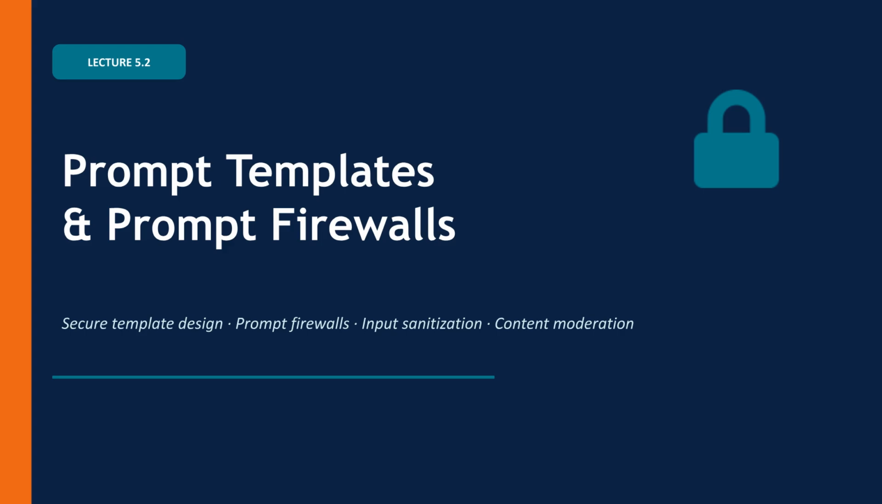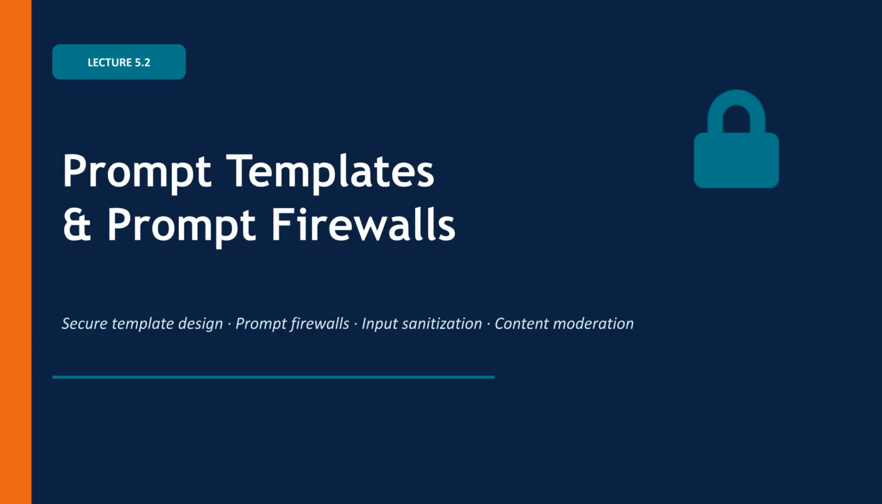In our previous lecture, we established the 5-layer guardrail architecture. Now we are going to dive deep into layer 2, the instruction layer. Prompt templates and prompt firewalls are the two primary controls at this layer, and they sit between the user's input and the model. Prompt templates define how the model should behave through carefully crafted system prompts. Prompt firewalls actively detect and block malicious inputs before they reach the model.